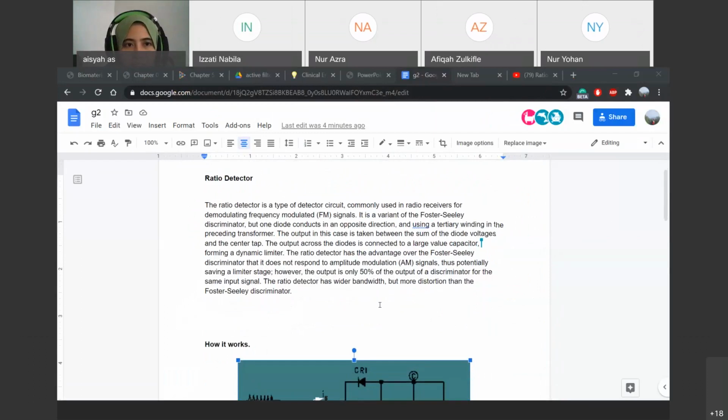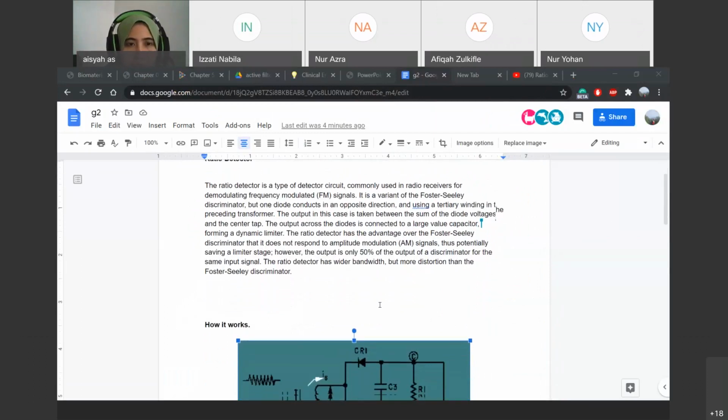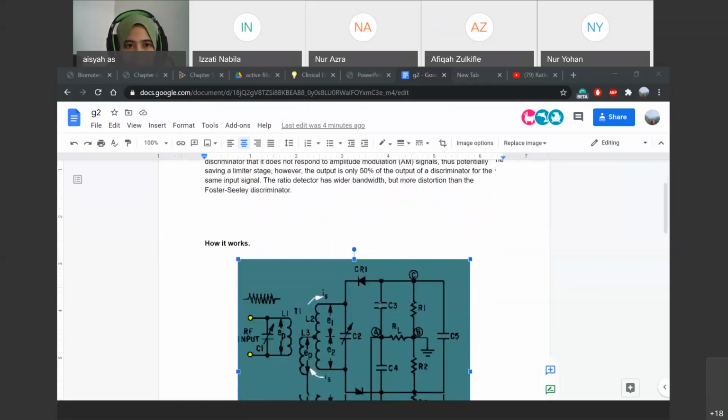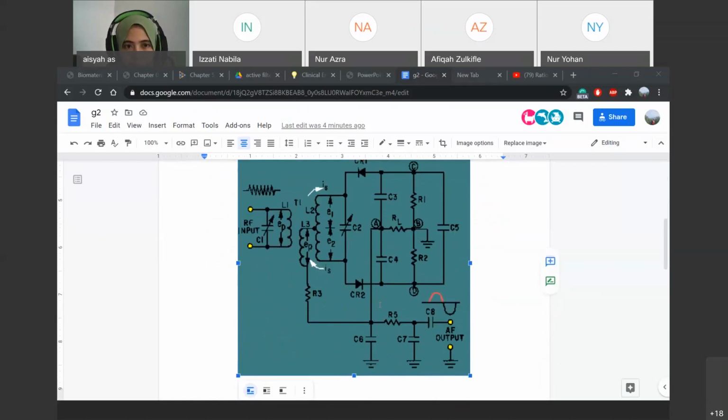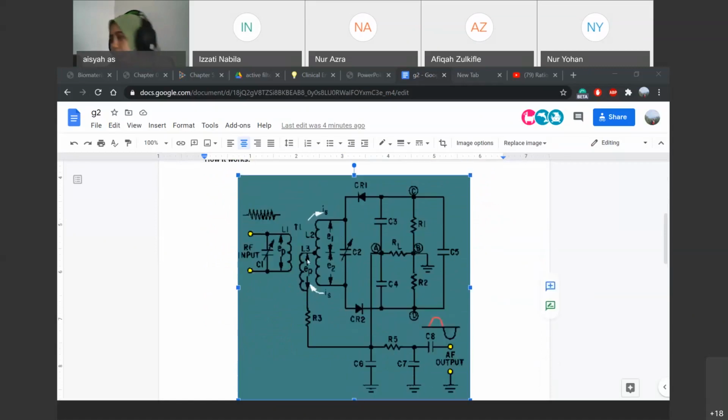So the ratio detector is one of the techniques used for demodulating FM signals. And let's see the circuit. So the ratio detector will use a double tuned transformer to convert the instantaneous frequency variation of the FM input signal to instantaneous amplitude variation. This amplitude variation is then rectified to provide a DC output voltage which varies in amplitude and polarity with the input signal frequency. And then we will have CR1 and CR2. They work as rectifiers that will block the negative part of the FM signal cycle.